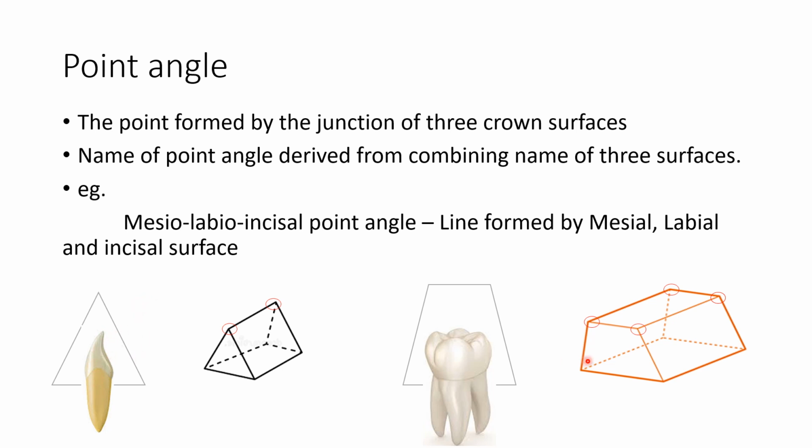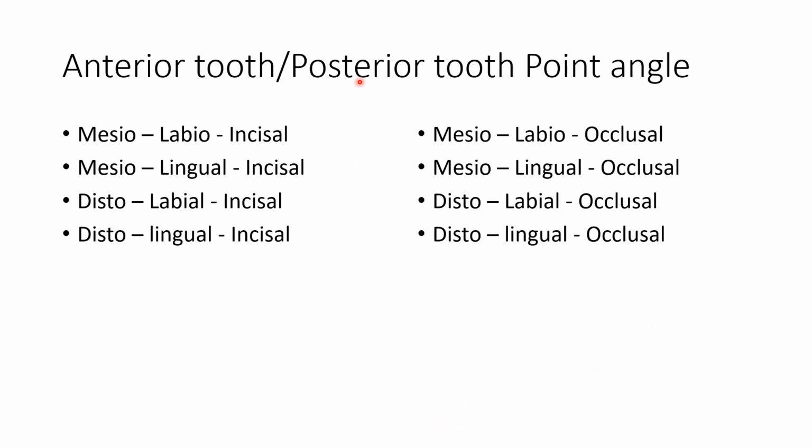This applies to anterior teeth as well as posterior teeth. If it is a pointed or sharp incisal edge, it forms 2 point angles. If it is a bulky tooth or the ridge is bulky, or in a posterior tooth, it forms 4 point angles. So in anterior teeth as well as posterior teeth, there will be 4 point angles: mesiolabioincisal, mesiolinguoincisal, distolabioincisal, and distolinguoincisal. Only the term changes in the posterior tooth, with occlusal in place of incisal, so it is mesiolabio-occlusal and so on. This is how 4 point angles are present in any posterior or anterior tooth.